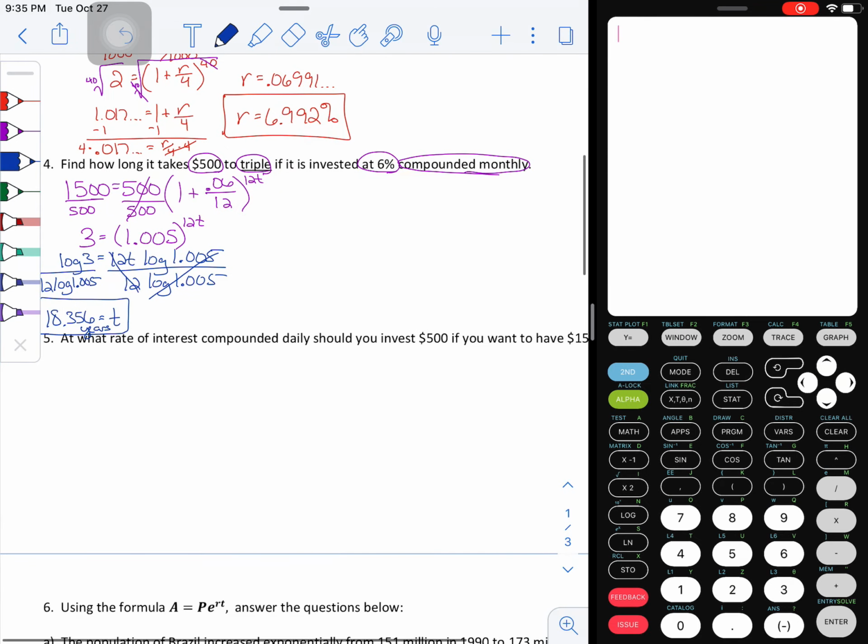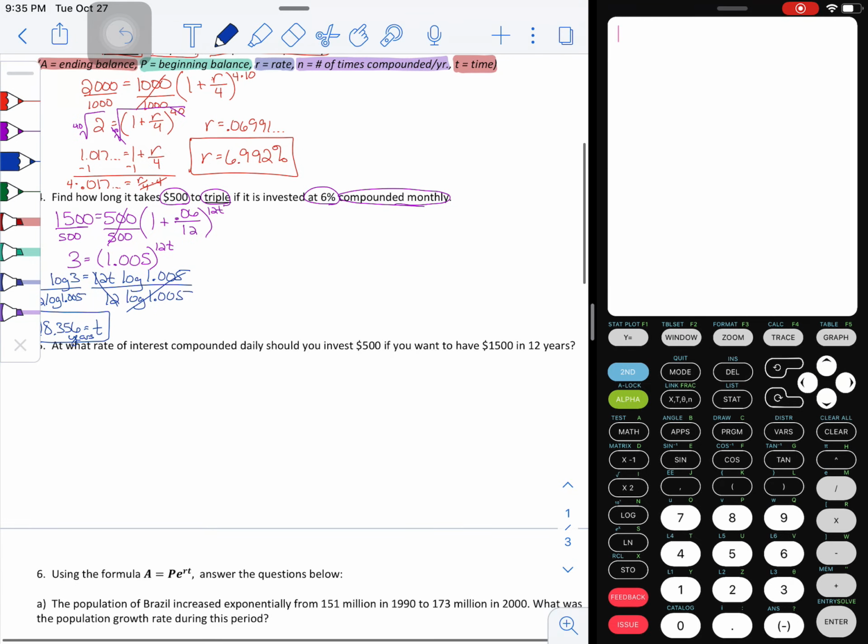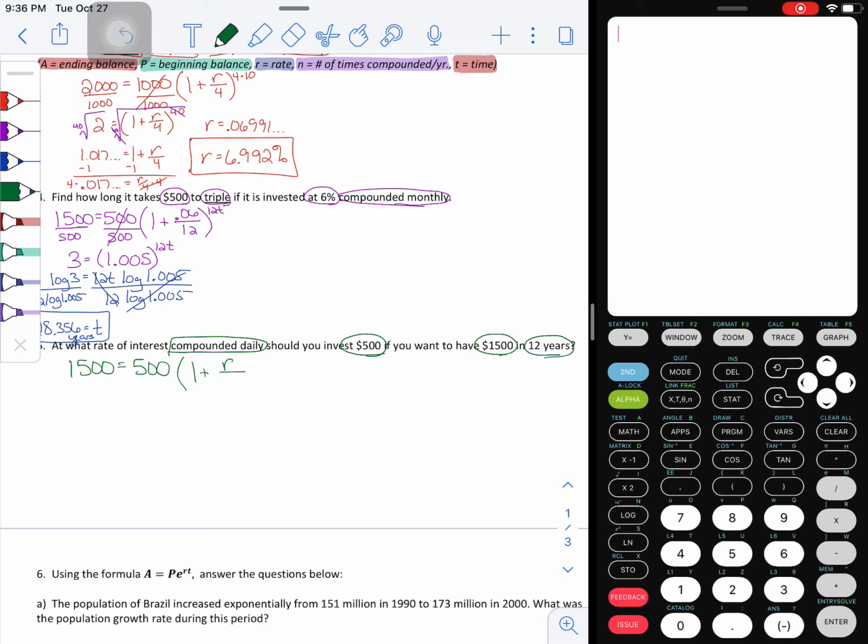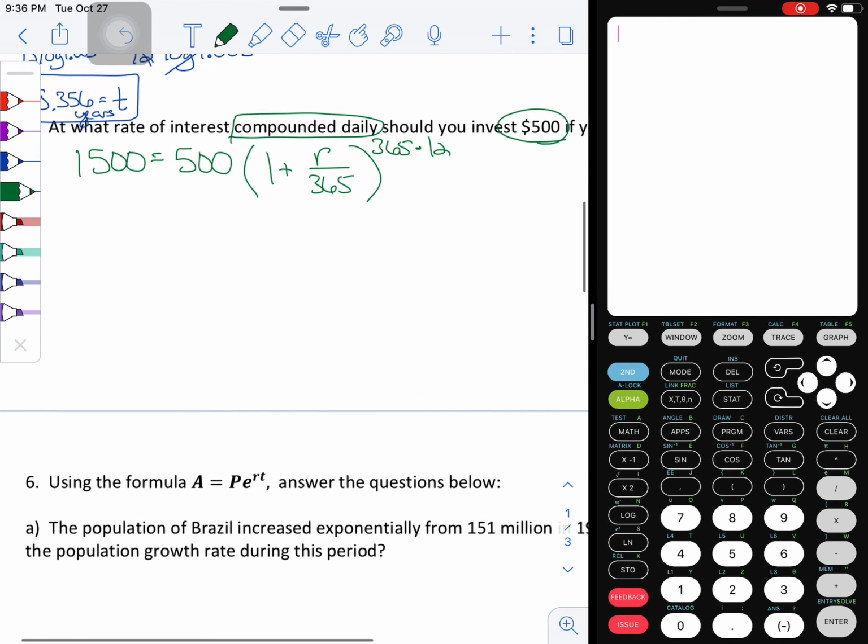Okay, last one for this video about compound interest. We need an interest rate compounded daily. We're going to invest $500 if you want to have $1,500 in 12 years. So we want to end with $1,500. We're going to start with 500. We've got 1 plus, we don't know our rate, but we're compounding daily, so that would be 365 days in a year, so 365 times 12 years. That is going to be a big old exponent.